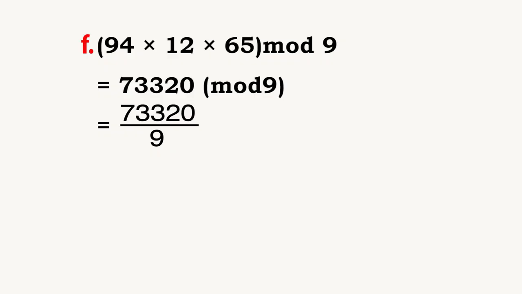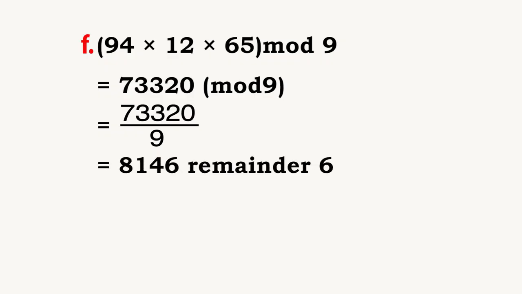Now we have 94 times 12 times 65 in mod 9. That will give us a big answer. But once you have a calculator, that can be simply worked out. Now multiplying, we get 73,320 mod 9. So we have to divide 73,320 by 9. Now to do that, you can use the long division.